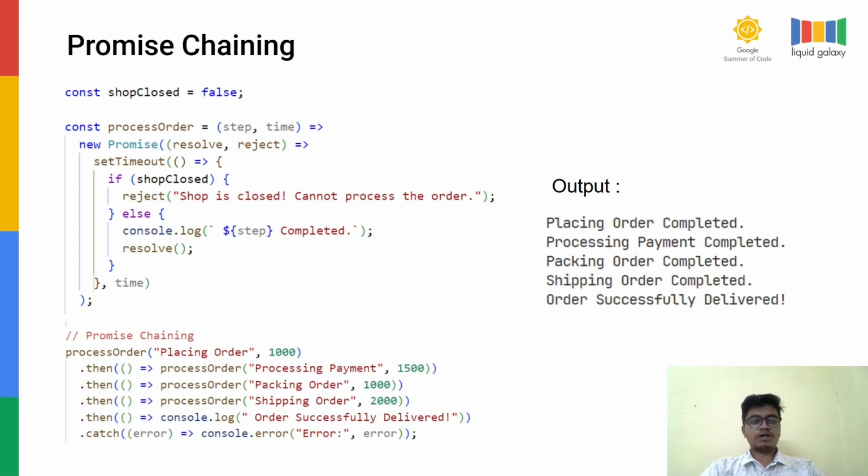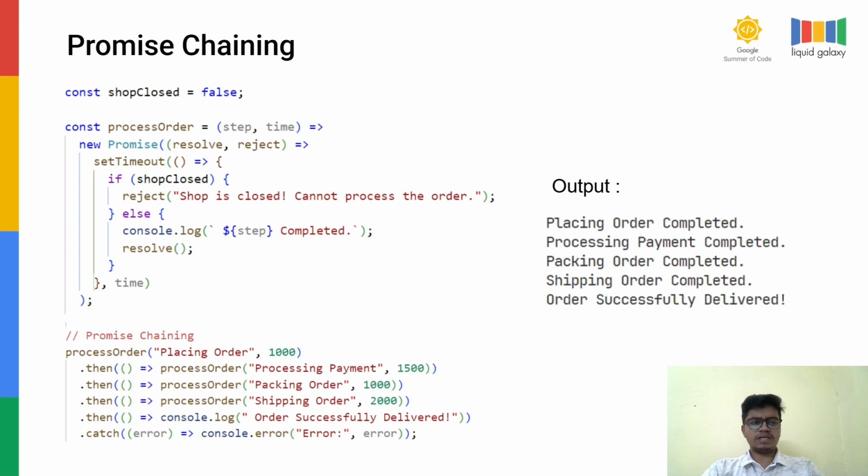Now we will see promise chaining, and how promise chaining avoids callback hell. We have already seen how callback hell is created and how it makes our code very difficult to read and maintain. Now we will see the solution to that problem through promise chaining.